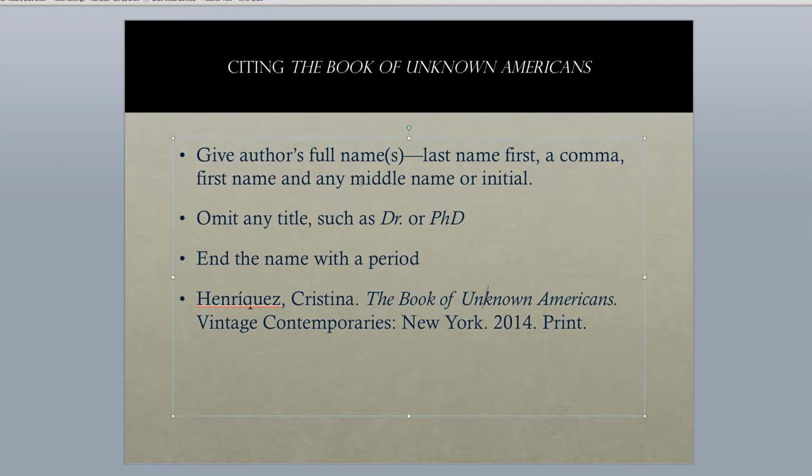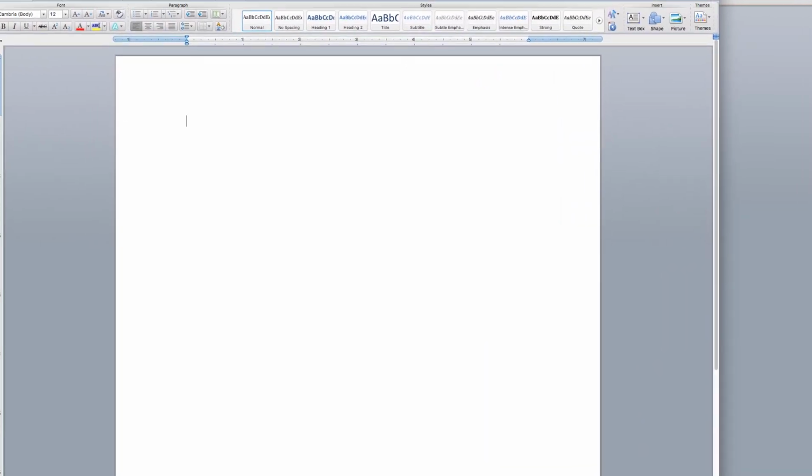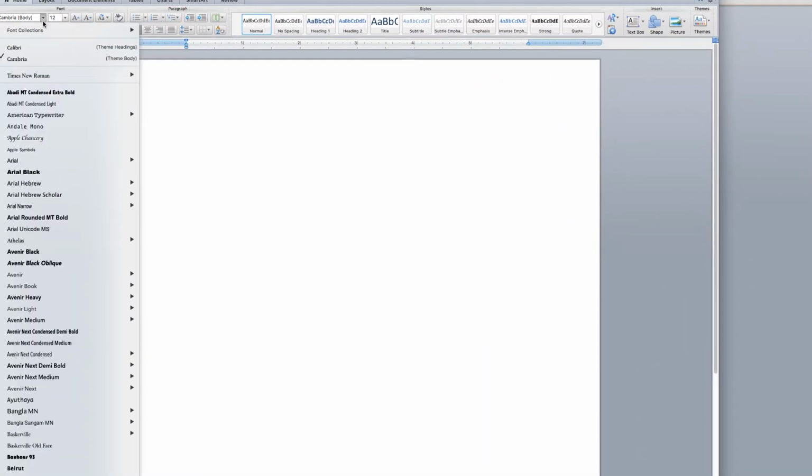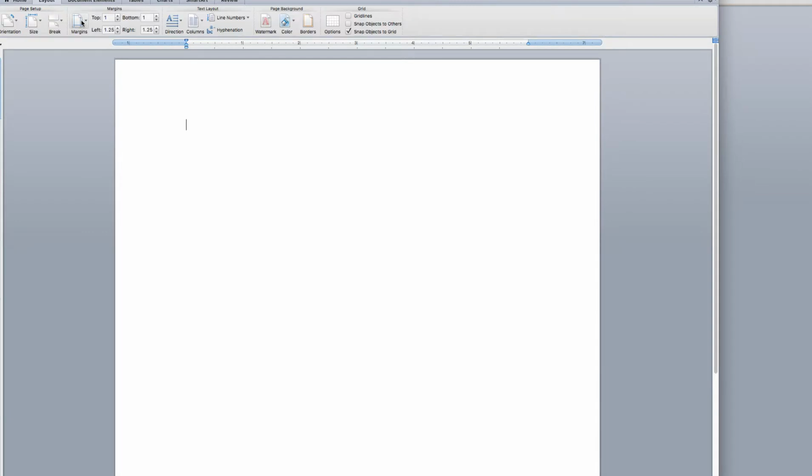So again, on The Book of Unknown Americans, we're going to make sure we put that on our works cited page. We're going to give the author's full name, last name first, comma, first name, and any middle initials. Omit any titles such as Doctor or PhD, and end the name with a period. So in fact, if I pull up and shift this over so you can see it, I'm just going to do this so you can see what it would look like. Oh, my layout's kind of off here. Make sure that's all right.